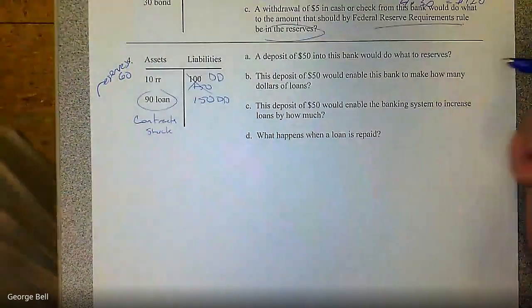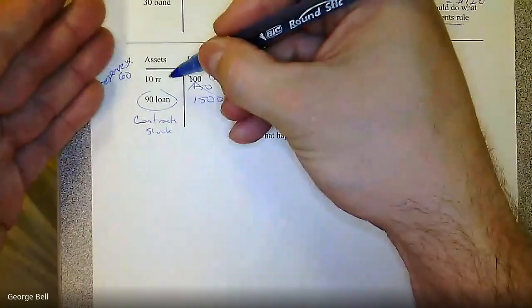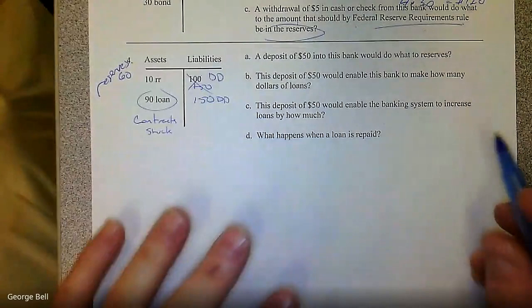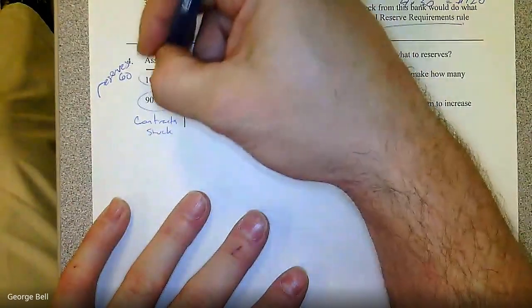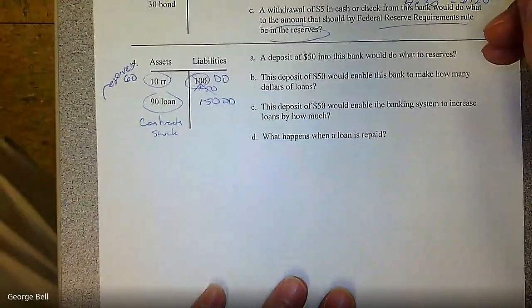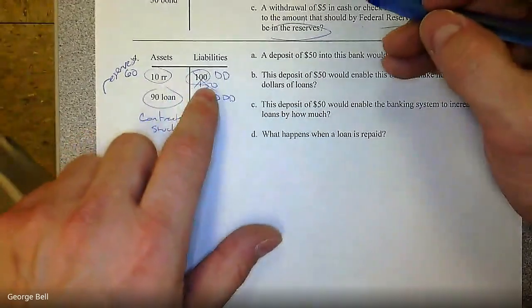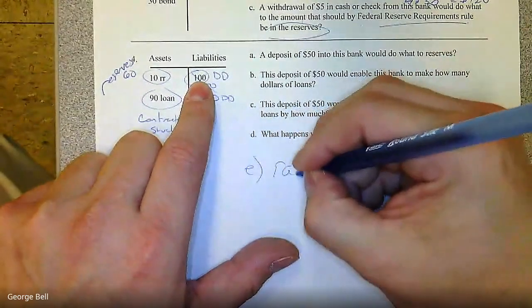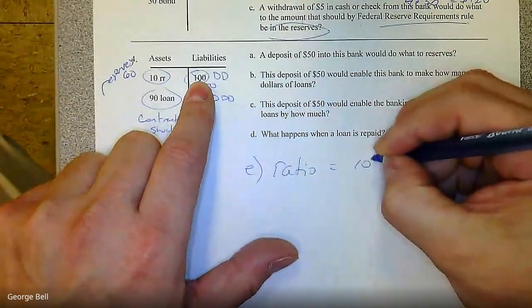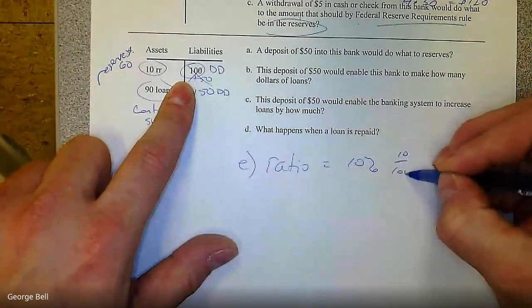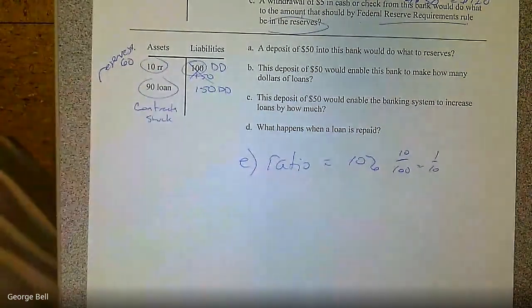But the question is, where does it go? Is it all required? Is it all excess? Whatever it's going to be. In order to answer this, we have to look at this original number. We have to see what the required reserve ratio is. Looking at those original numbers, 10 of 100 means that the ratio, I'm just going to write kind of a letter E here for fun, the ratio equals 10% because the bank is currently holding 10 of 100. 10 of 100 equals 1/10. That's 10%.